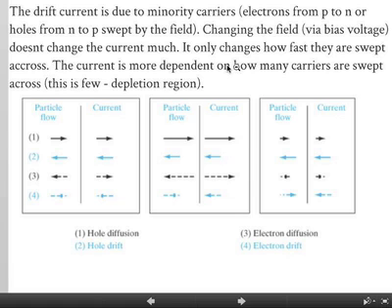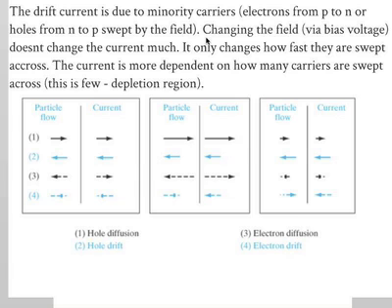Okay, so the point here is that if you change the field changes, of course, right? Remember what we said? When you apply the forward bias, the field decreases, the built-in field decreases. If you apply reverse bias, the built-in field increases. So field changes, but there are very few carriers there. So remember, drift current is proportional to the field and proportional to the number of carriers that are available, as opposed to diffusion current, where diffusion current is proportional to the gradient of concentration. Two different things, remember. Okay.